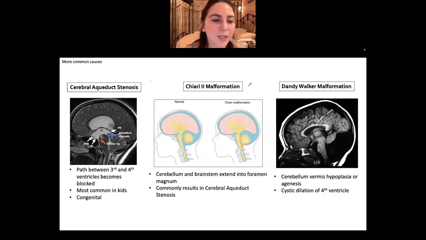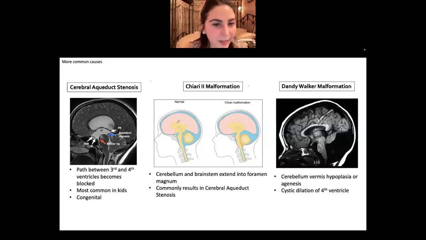Chiari 2. Like I said, I didn't go into too much depth with all of these because these are quick snapshots of the different causes of non-communicating hydrocephalus. For Chiari 2, I think Dr. White goes into this when he talks about the cerebellum. There's Chiari 1 and Chiari 2. Chiari 2 is the one that causes the hydrocephalus. Chiari 1 just causes headaches and stuff.